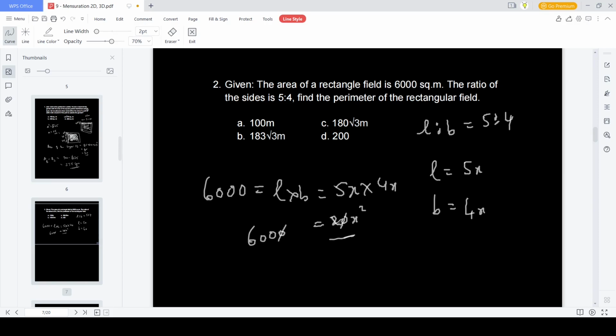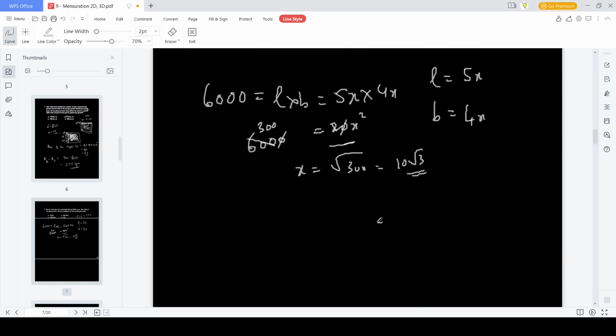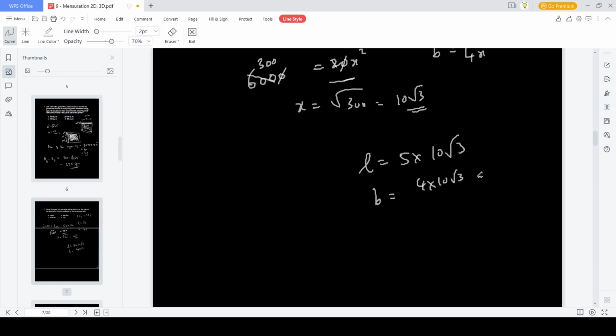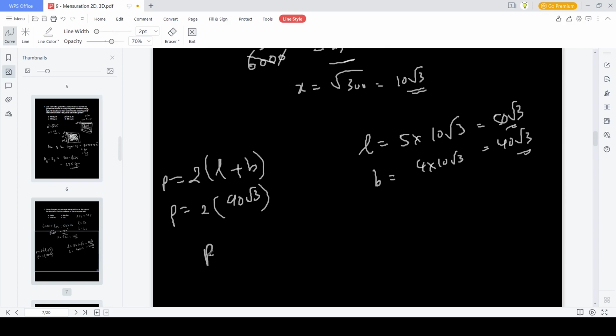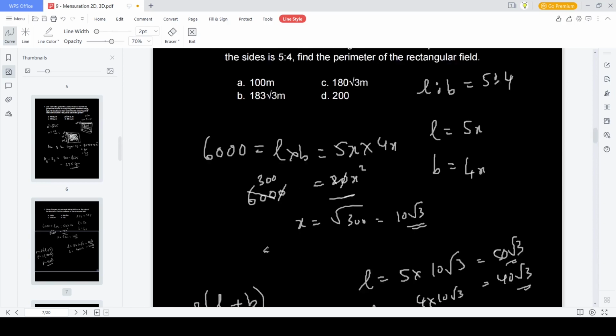So x squared comes as 300. So x is nothing but root 300, which can be written as 10 root 3. So if x is 10 root 3, we need to find L and B. L is 5 into 10 root 3, and B is 4 into 10 root 3. So this comes as 50 root 3, and this comes as 40 root 3. Now they're asking for the perimeter. Perimeter is nothing but 2 into L plus B. So perimeter is 2 into 90 root 3, which comes as 180 root 3. This is the answer.